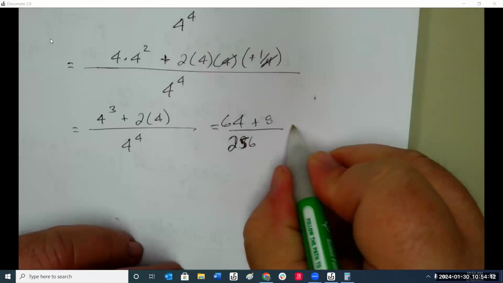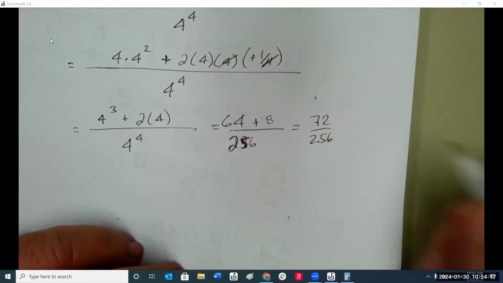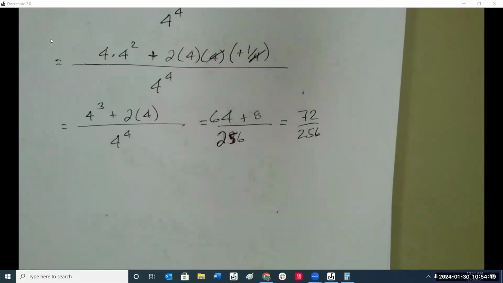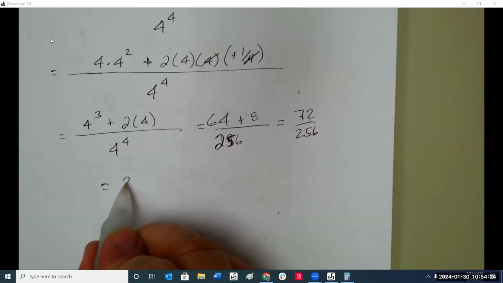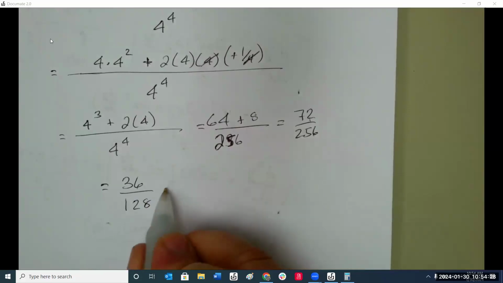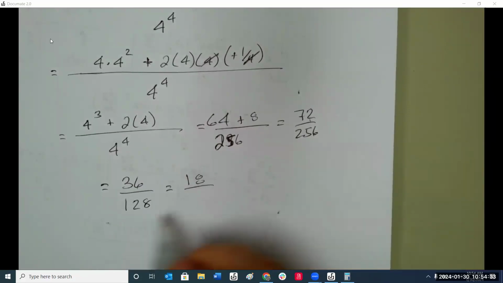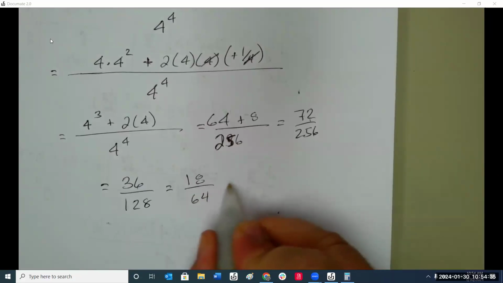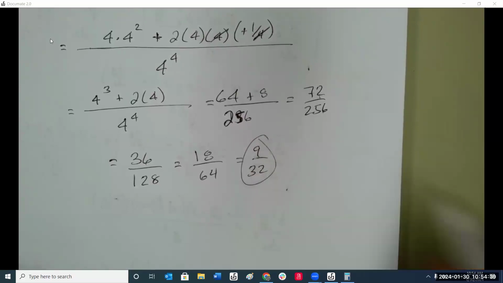56. Yeah, so we simplify that. Half, divide by 2. I get 36 over 128. Half of 36 is 18. Half of 128 is 64. 9/32. Yes, I don't know how I got a -3/32.